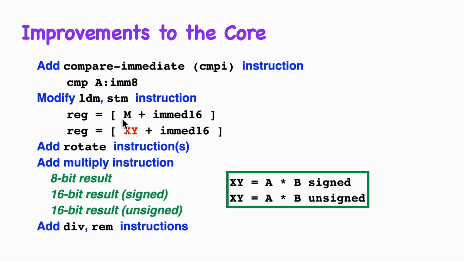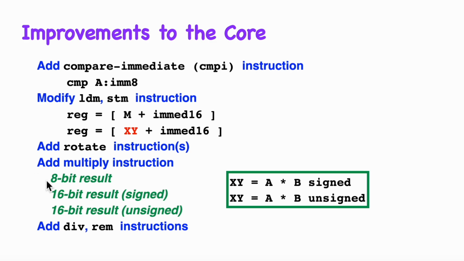Another thing you might want to do is to modify the loadM and storeM instructions. Currently, the loadM instruction takes the value in M and adds an immediate 16-bit value to compute the address, and the idea is you would modify this instruction to also allow you to use the XY register. You might also want to add a rotate instruction, or instructions in the case of left and right. And another thing you might want to do is add a multiply instruction.